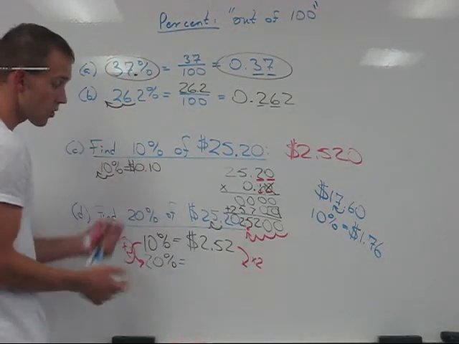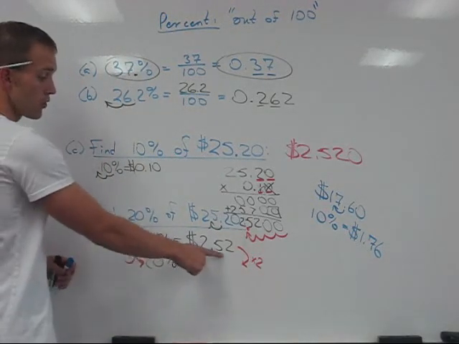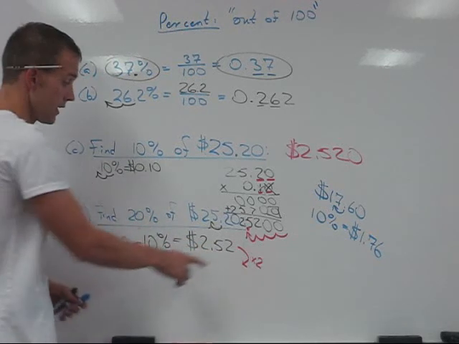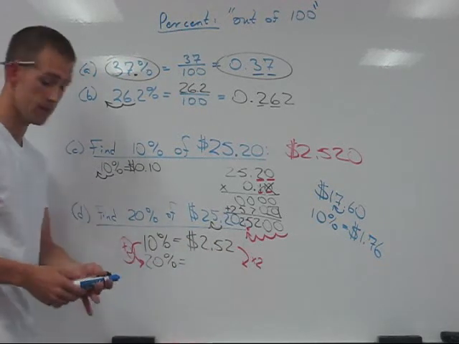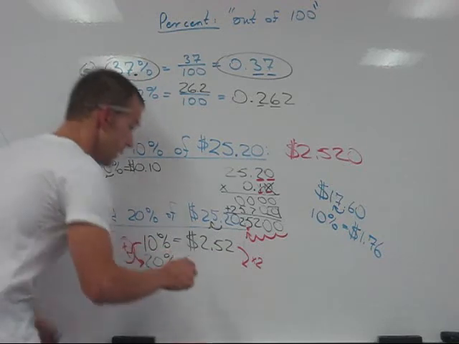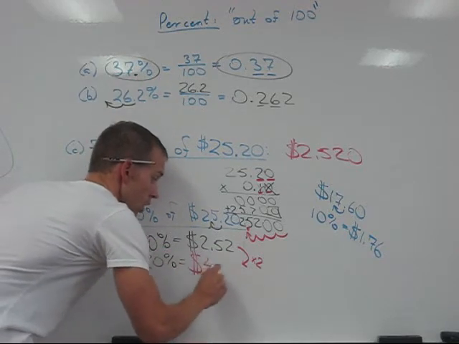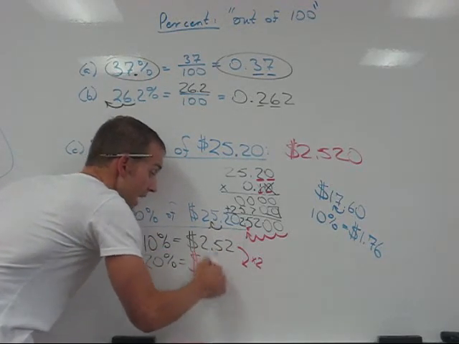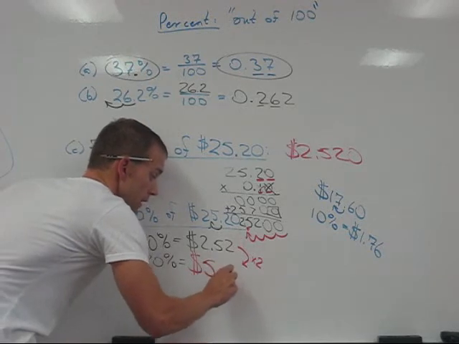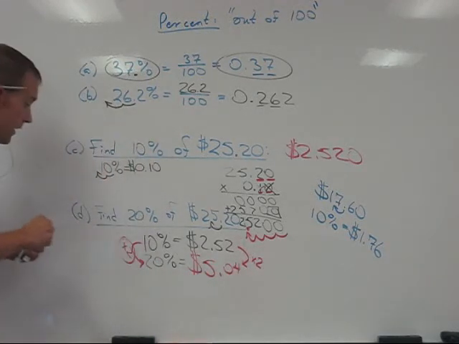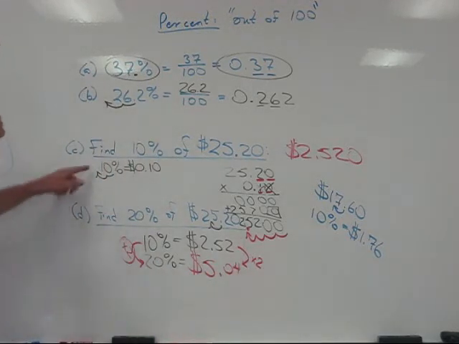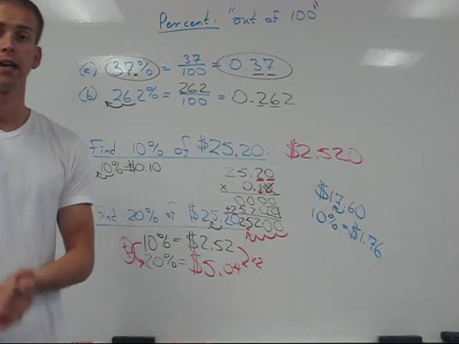And thinking about this sort of mentally, well, if I doubled $2.50, that'd be $5. And if I doubled 2 cents, that'd be 4 cents. So what we wind up with is this. $5.04.